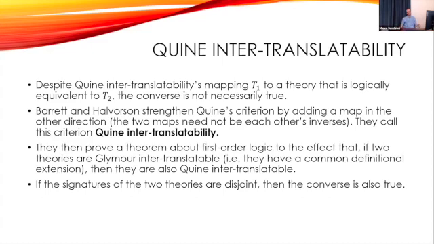But then they strengthen the criterion, so they basically add the other direction, and then they obtain a criterion that they call Quine intertranslatability. If you strengthen the criterion, then you get a criterion for which they prove a theorem about first order logic to the effect that if two theories are Glimmer intertranslatable, then they are also Quine intertranslatable. And they also prove a theorem about the converse. So if the signatures for the two theories are different, then the converse is also true.